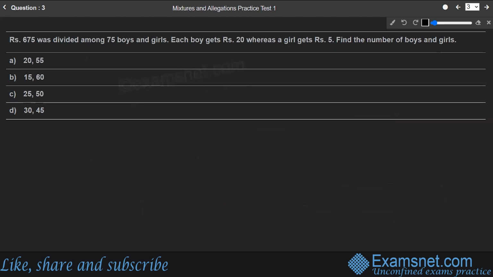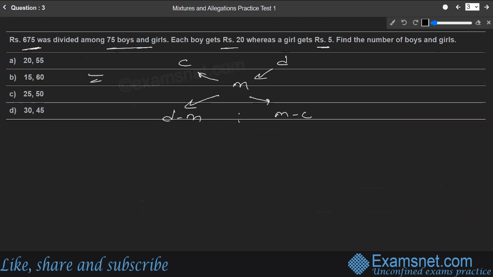Now next, rupees 675 was divided among 75 boys and girls. Each boy gets rupees 20, whereas a girl gets rupees 5. Find the number of boys and girls. Okay, so we again have the same method of cheaper to dearer, as covered in question number 1 also. The ratio in which they should mix is D minus M and M minus C. This should be the ratio.